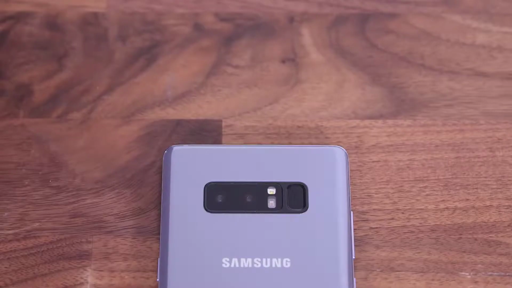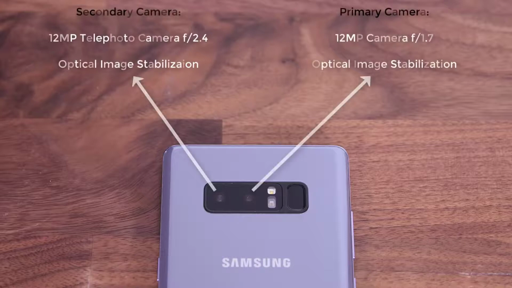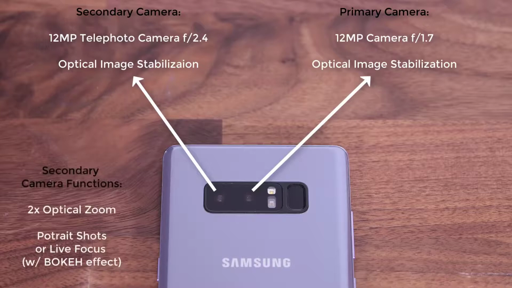Now, before I jump into the details, I just want to make sure that everyone understands that the Samsung Galaxy Note 8 has two cameras. There's a primary camera that will be used most of the time. It is 12 megapixels with an aperture of f1.7, and then there's a secondary camera with a telephoto lens which is also 12 megapixels but with an aperture of f2.4. This telephoto lens is designed for zooming into objects.